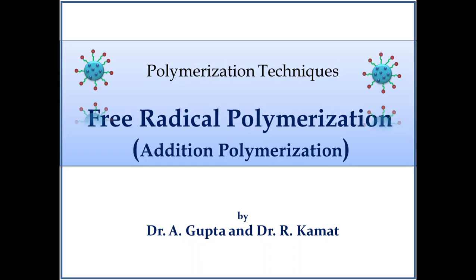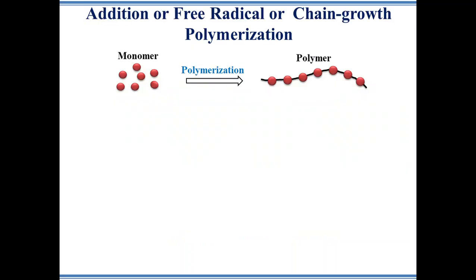In this video, I am going to talk about addition polymerization, which is also known as free radical polymerization and chain growth polymerization. Polymers are made by joining monomers in a linear chain. The process of making polymers from monomers is known as polymerization.